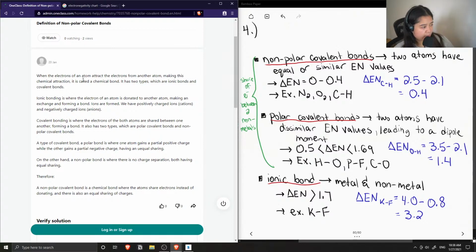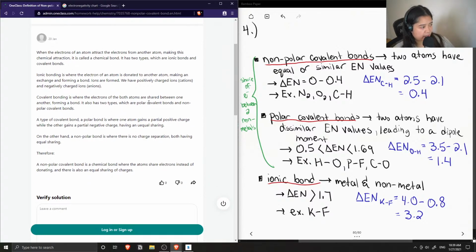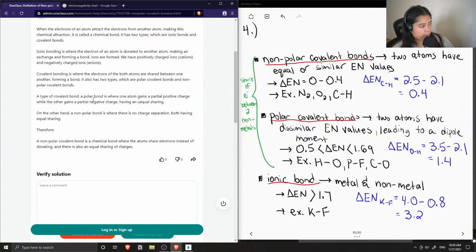Covalent bonding is where the electrons of both atoms are shared between one another, forming a bond. It also has two types, which are polar covalent bonds and nonpolar covalent bonds. A type of covalent bond, a polar bond, is where one atom gains a partially positive charge while the other gains a partial negative charge, having unequal sharing. On the other hand, a nonpolar bond is where there is no charge separation, both having equal sharing. Therefore, and then I guess they summed it up. Yep, so this solution is correct.